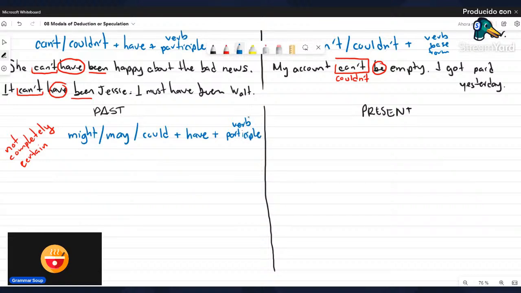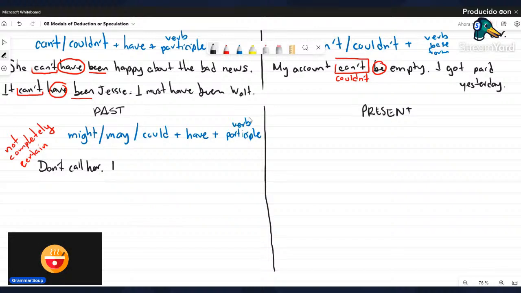There you go. We got there. Might, may, could, and then have, and then the verb in participle. How does that work, right? For example, I can say, don't call her. Yes, don't call her right now. Don't disturb her.